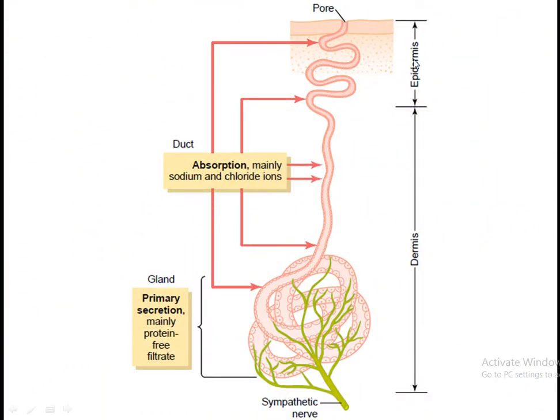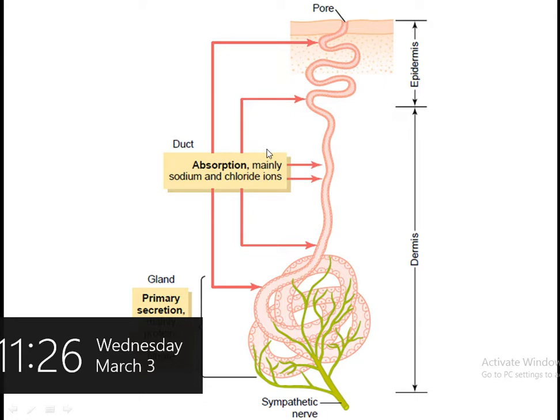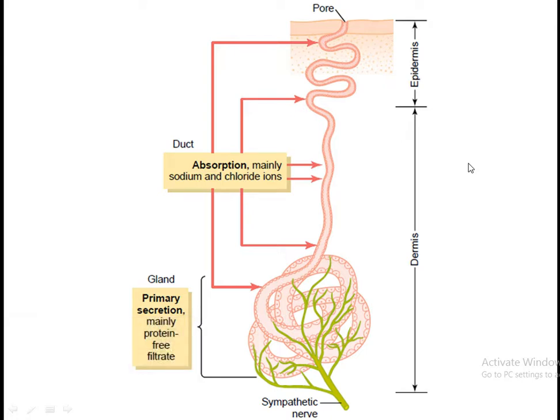These are the layers of the skin, dermis and the epidermis, and you can see the parts of the sweat gland also, that are the duct, going up to the skin, and the gland itself. Now the next thing, that is how they are going to act.